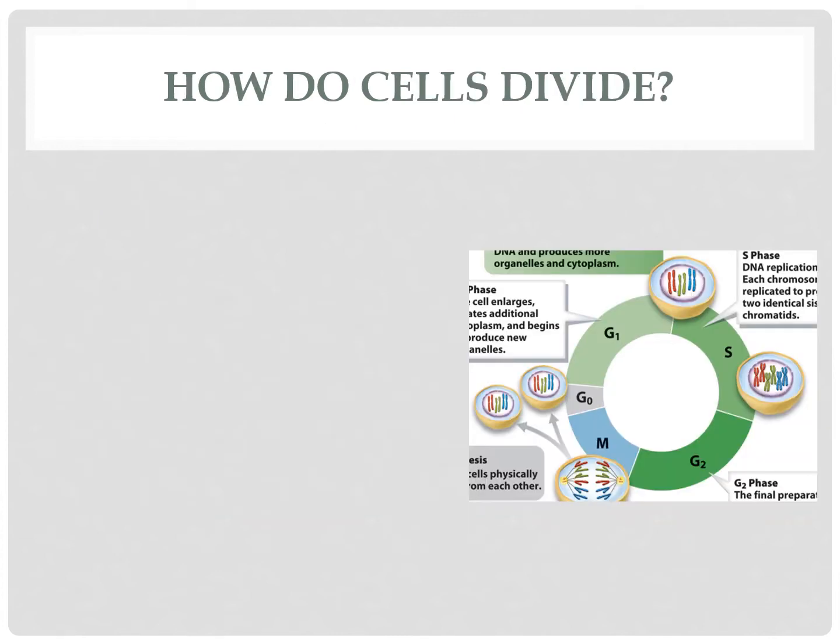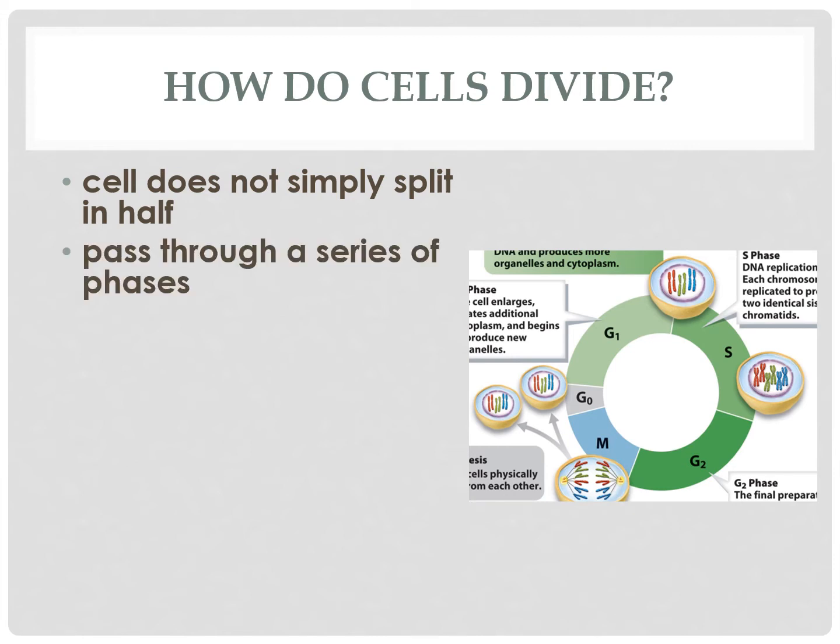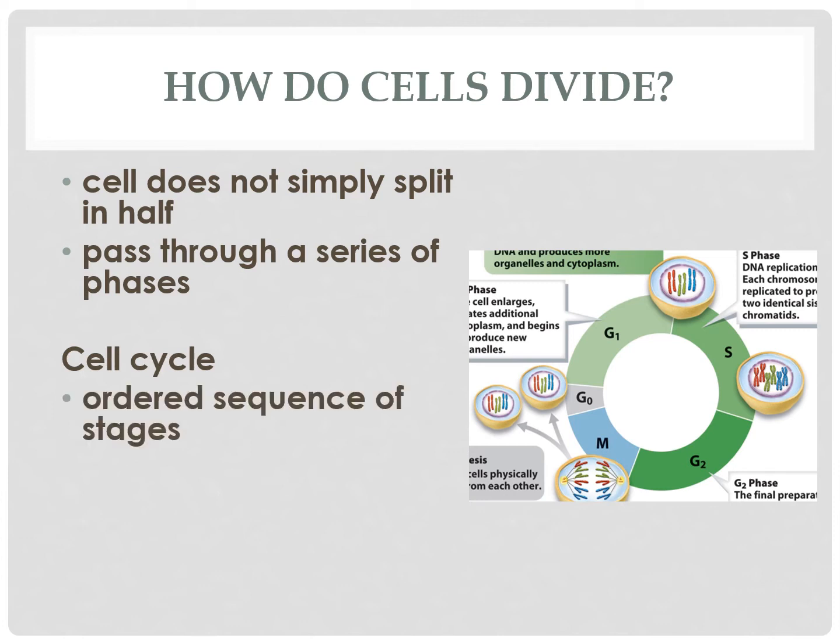Okay, so now that we know why cells divide, how do they divide? Cells don't simply just split in half, right? If they did, they would just keep getting smaller and smaller and smaller, and eventually you'd have basically nothing in these cells. So they don't simply split in half. They actually have to go through a series of phases that we refer to as the cell cycle. So it has to go through a preparatory phase, and then it goes into a division phase. Okay, so it's an ordered sequence, and keep in mind when this is happening, cells throughout your body are in different phases of the cell cycle.